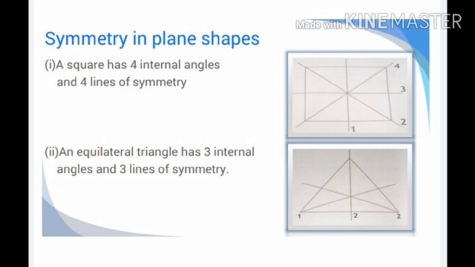Next is an equilateral triangle. Now an equilateral triangle has 3 internal angles and 3 lines of symmetry. Please count here. 1, 2, 3. So 3 lines of symmetry can be drawn in an equilateral triangle.